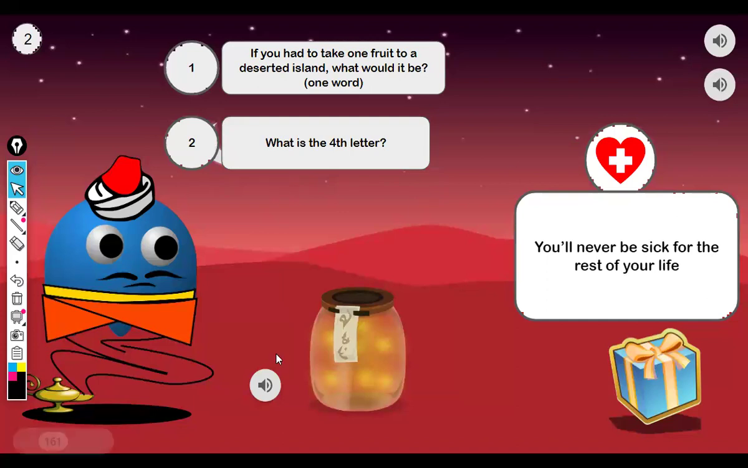Let's see. Let us see what the jar of truth says.